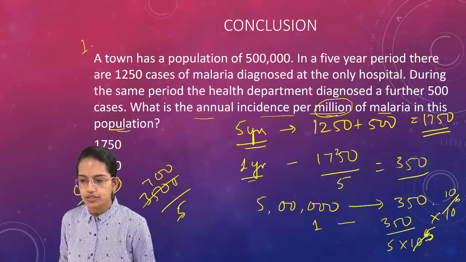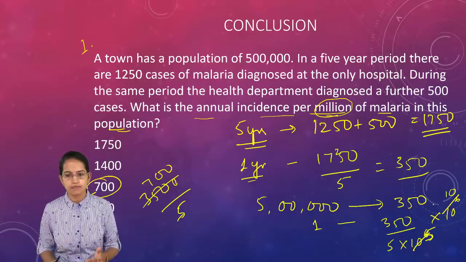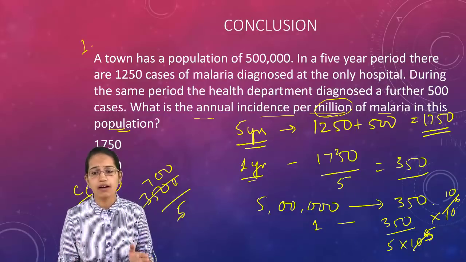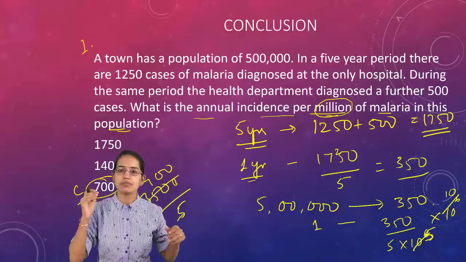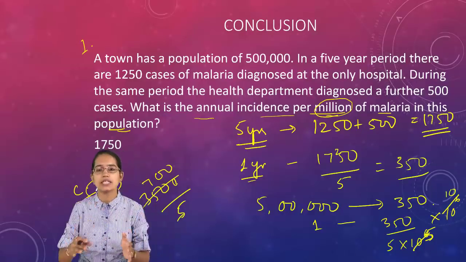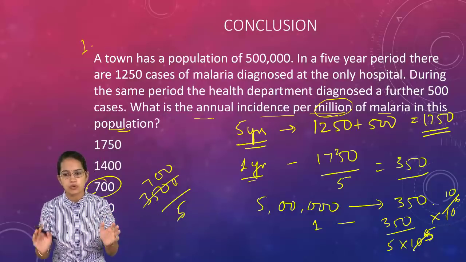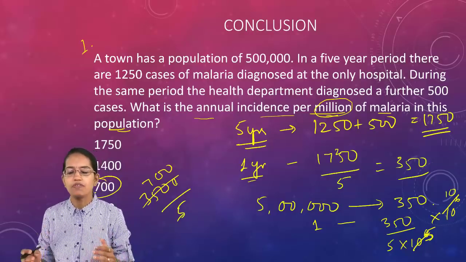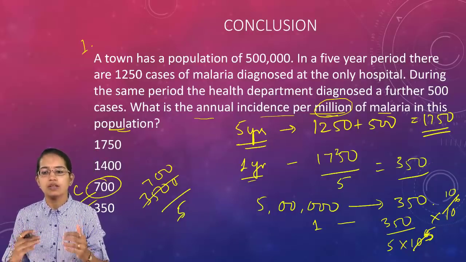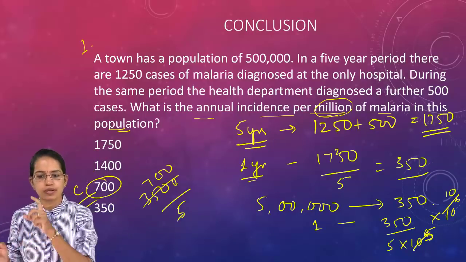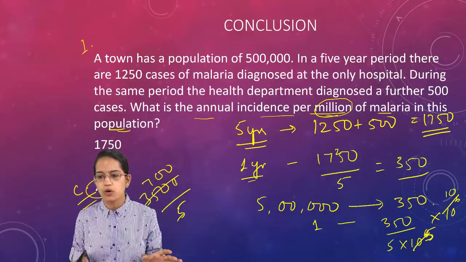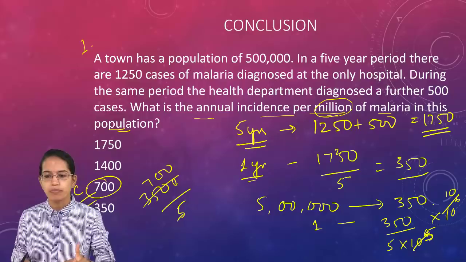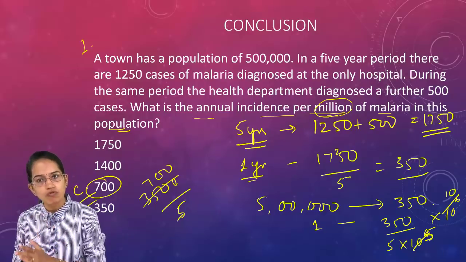I hope you understood how we solved this question. We have the town population, and the statistics of malaria given by the health department as well as the hospital. We take the total data for 5 years. Now we find out for 1 year. So we say in 1 year there would be 350 cases, but these 350 cases are out of 5 lakh people. So when we are talking about 1 million population, we have to calculate it for 1 million.